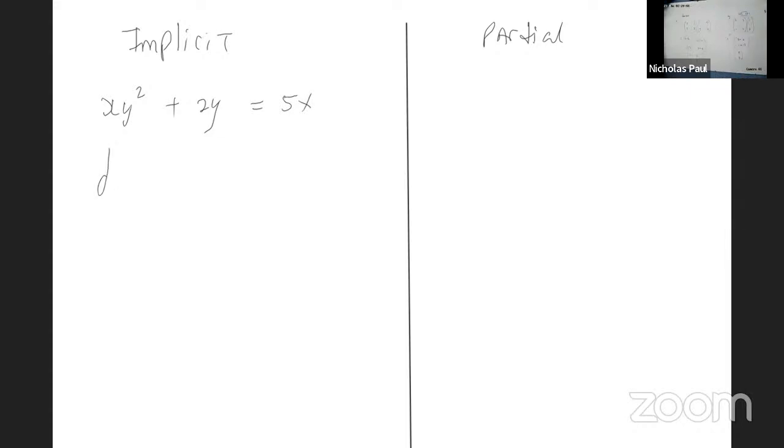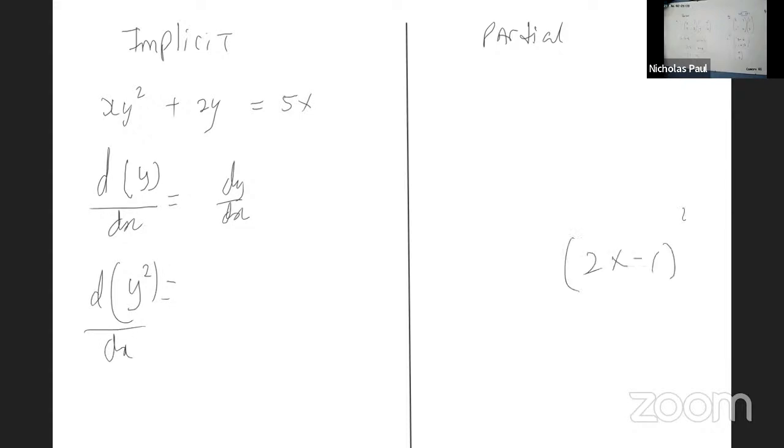So we know this already. We know that if we differentiate y with respect to x, we're going to get dy dx. But suppose you had y squared now. How will you differentiate it? What's the differential of y squared? To differentiate y squared with respect to x, you're treating y as a function, like 2x minus 1 squared. So you bring down the power, differentiate inside the bracket, put back the bracket, and minus 1 from the power. Remember that?